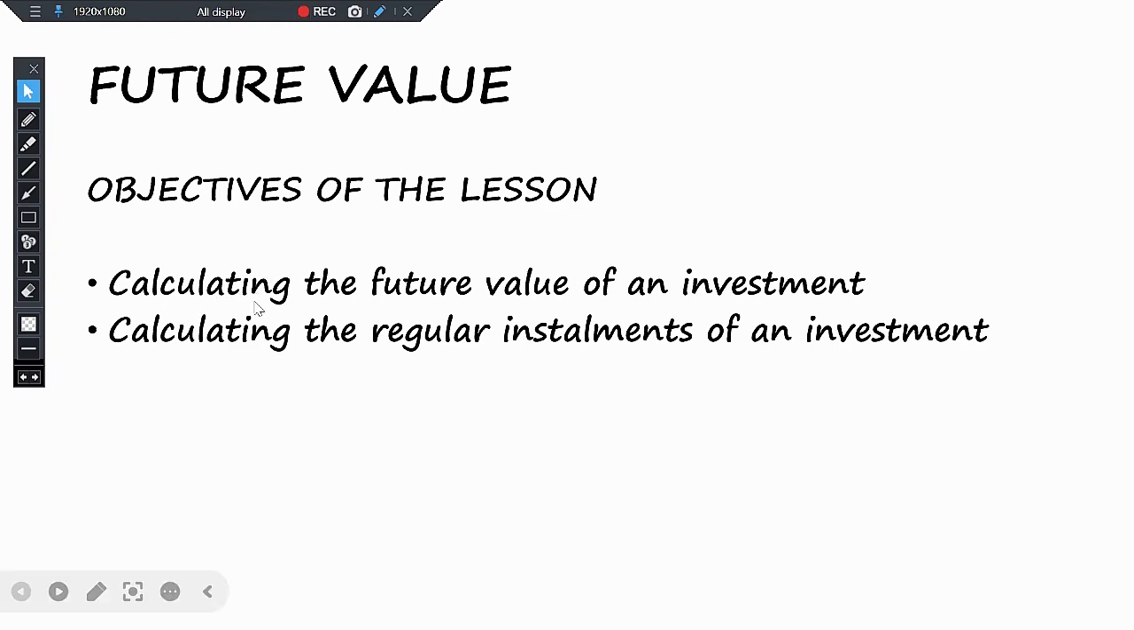In today's lesson, we're going to be looking at financial maths, future value. By the end of the lesson, you should be able to calculate the future value of an investment and also be able to calculate the regular installment of an investment. Right, so without any further ado, let's get right to it.